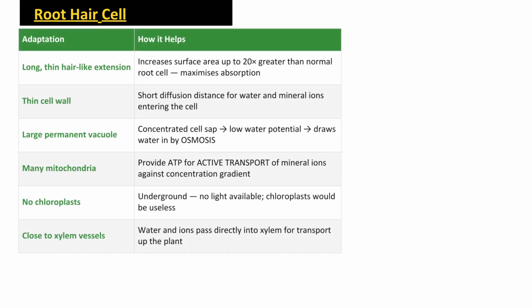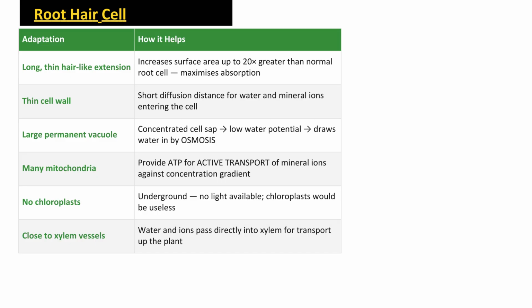It has a long thin hair-like extension, increasing surface area up to 20 times greater than a normal root cell, which maximizes absorption. Its cell wall is thin, creating a short diffusion distance for water and mineral ions. A large permanent vacuole contains concentrated cell sap, creating low water potential, which draws water in by osmosis. There are many mitochondria providing ATP for active transport of mineral ions against the concentration gradient.